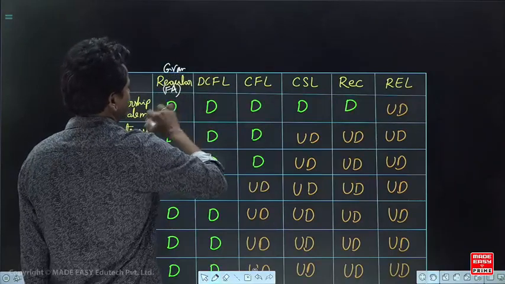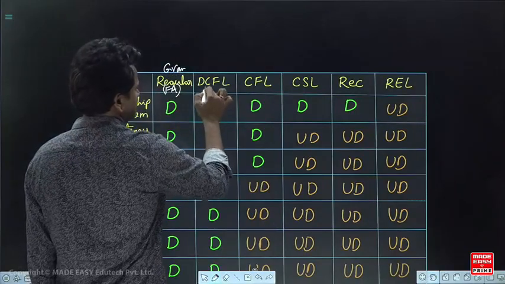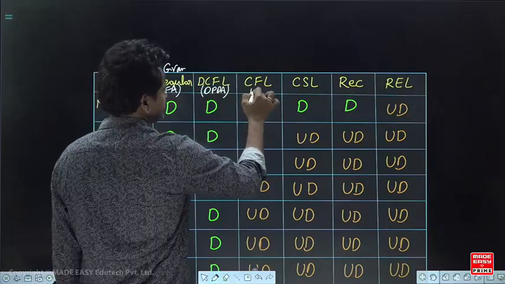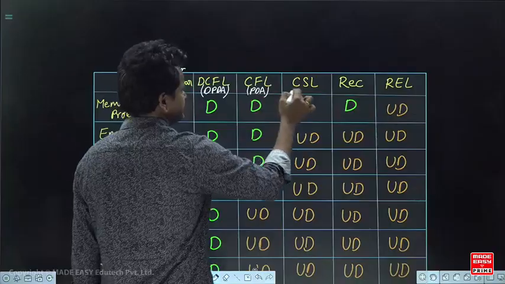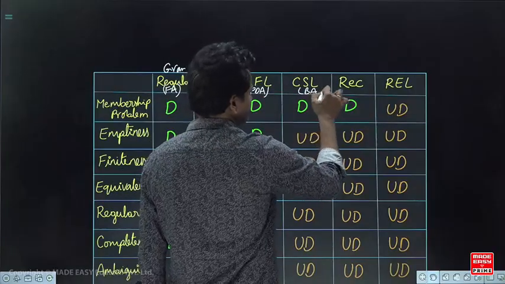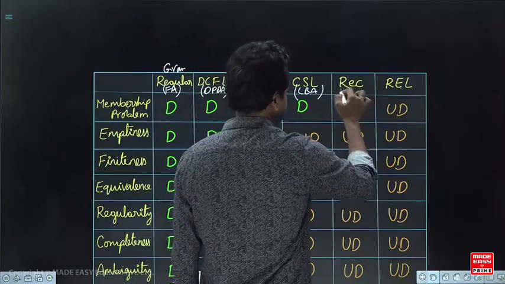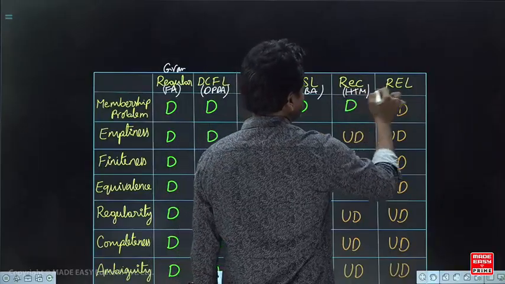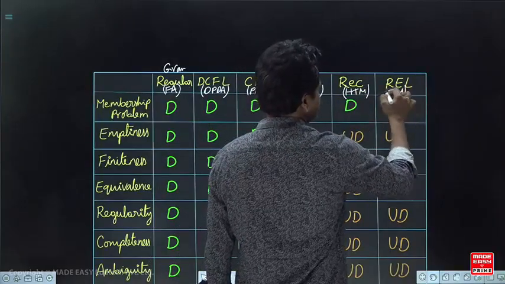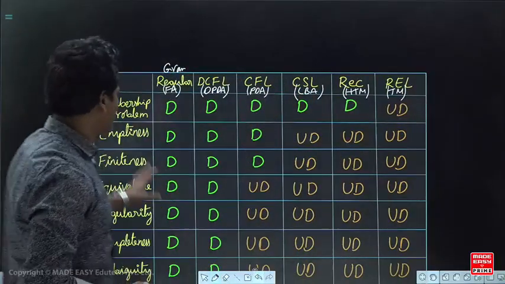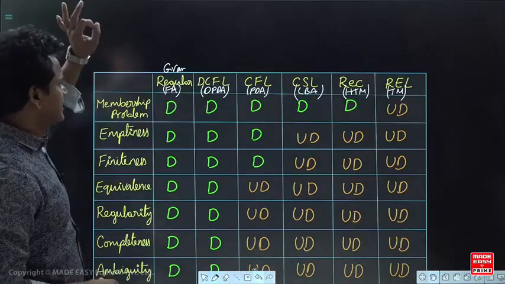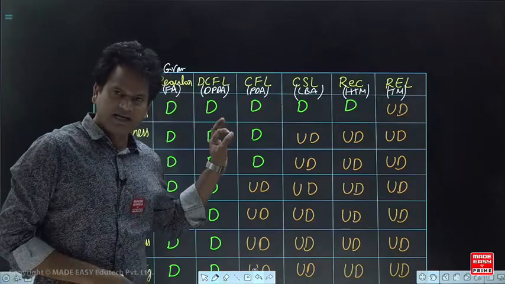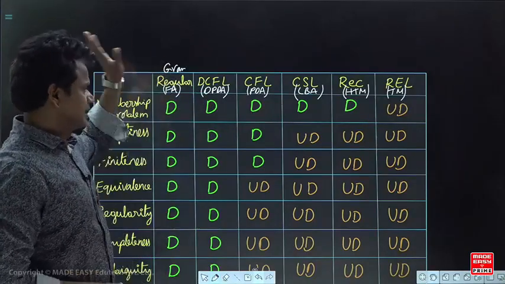So finite automata and DCFL is what? DPDA. And CFL is PDA, and CSL, what is CSL? LBA. I'll tell you, you need not write. You can write. This is LBA, and this is the Turing machine. Means you can apply all these problems on regular languages or finite automata or regular grammar.